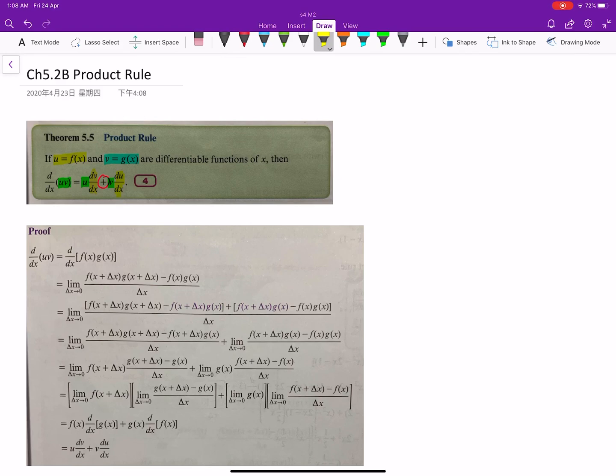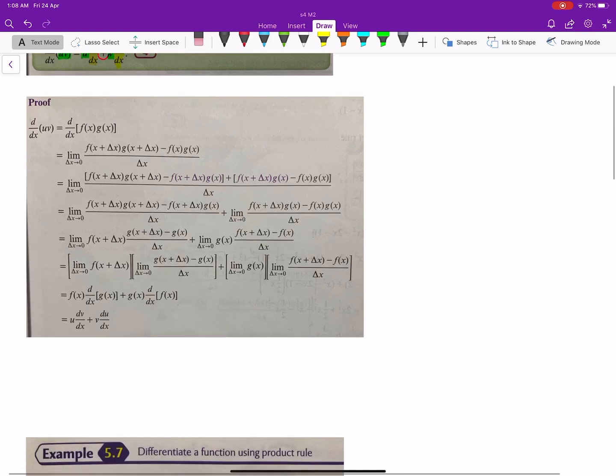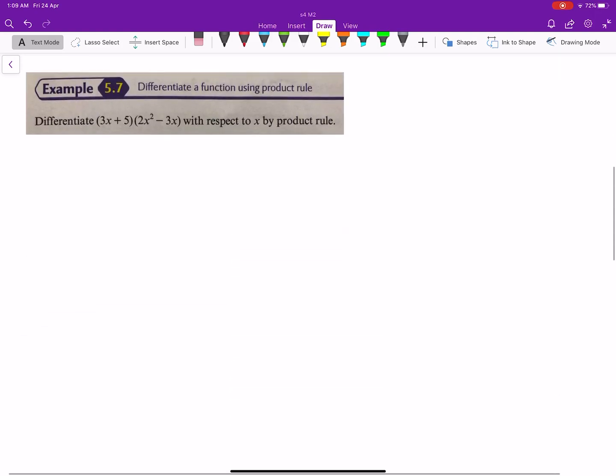To save time, here we have the proof, and you can have a look at it to understand. The proof is not necessary in the DSE, but it will be better if you can understand what is happening here. Then we go to the examples directly to see how to use this rule.